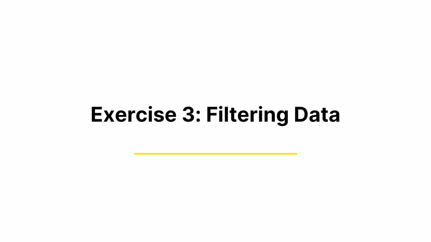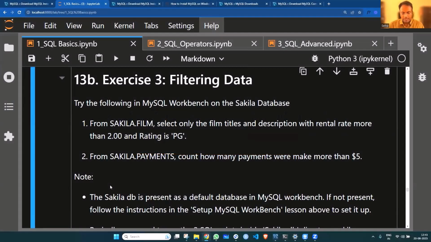Now the exercise, again an exercise on this. Try the following in MySQL Workbench on the Sakila data. We have already seen this data, the Sakila dataset. From sakila.film, select only the film titles and description with rental rate more than 2.0 and rating equal to PG. So sakila.film contains various film titles, names, rental rates, and the rating. Besides this, some other columns are also present. So from this data, select only the film title and description, only 2 columns, that satisfy these conditions. That is the first exercise.